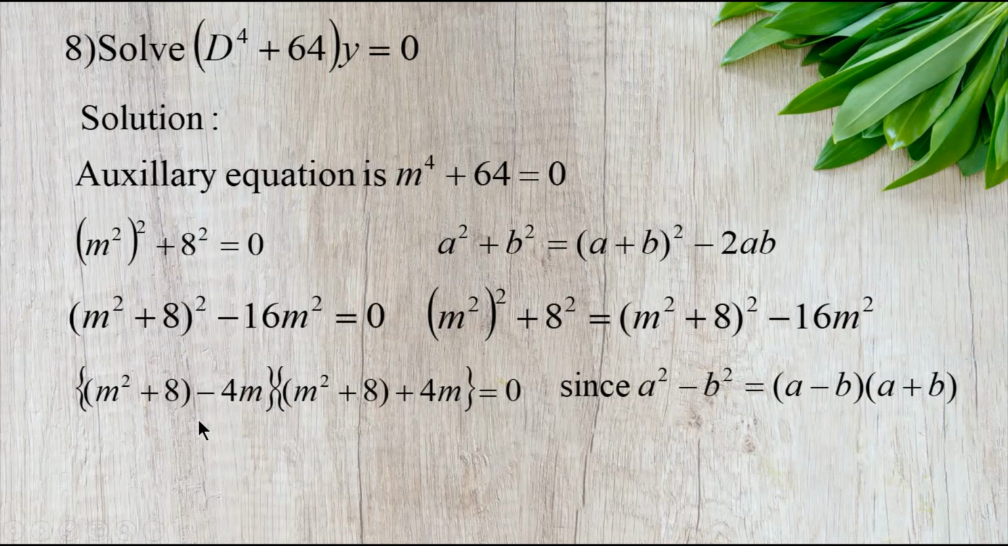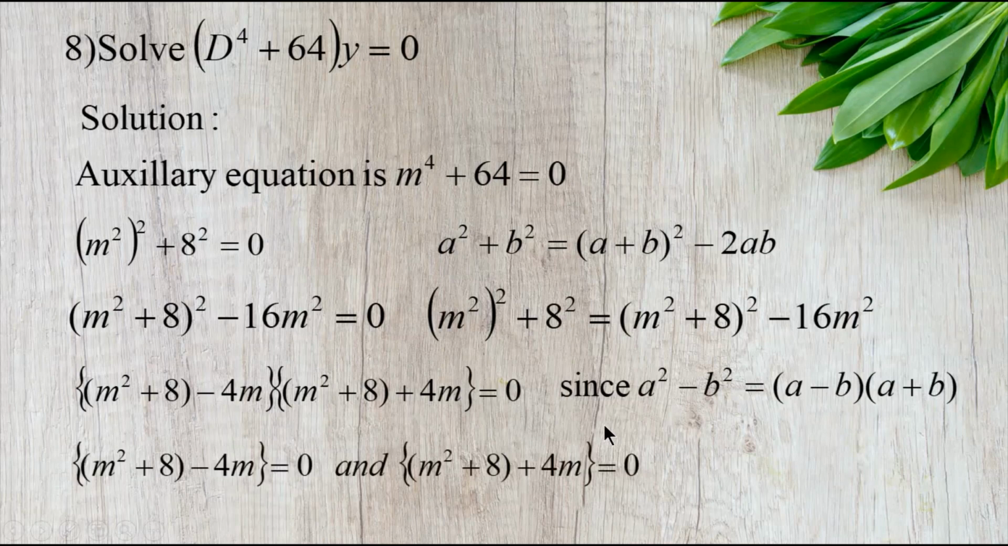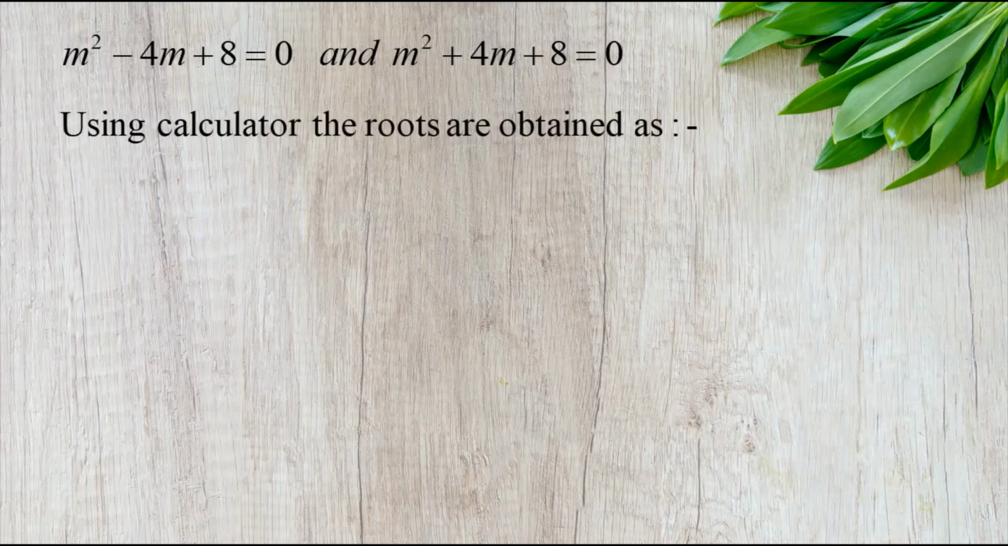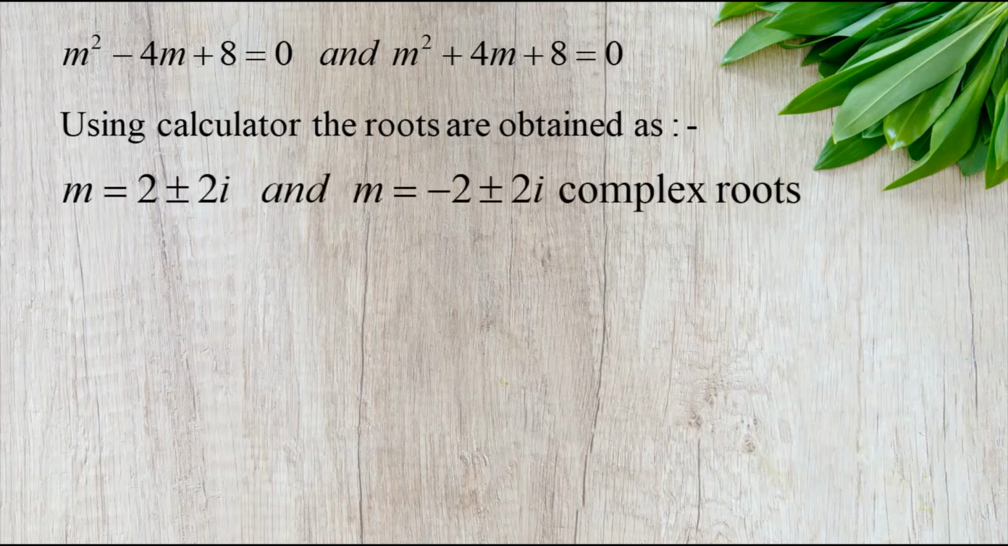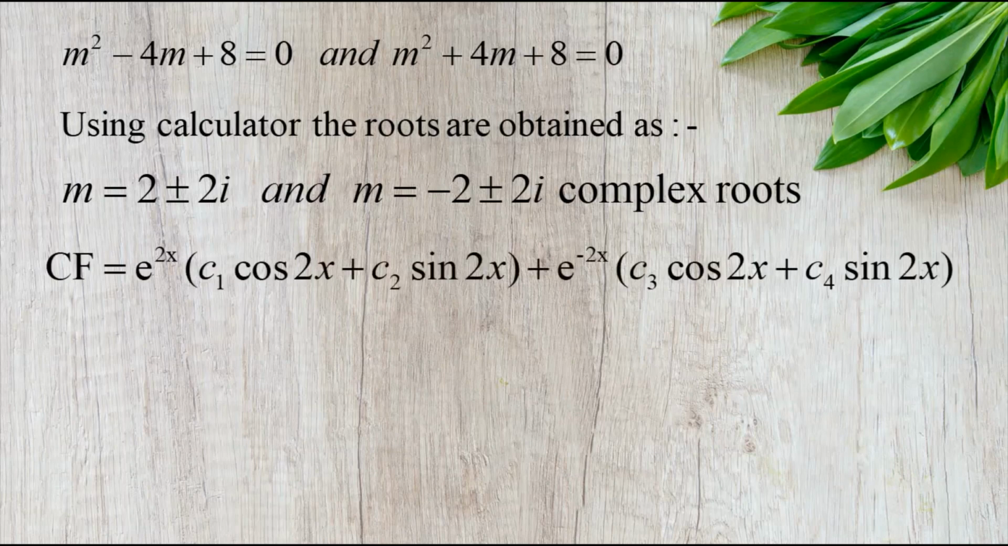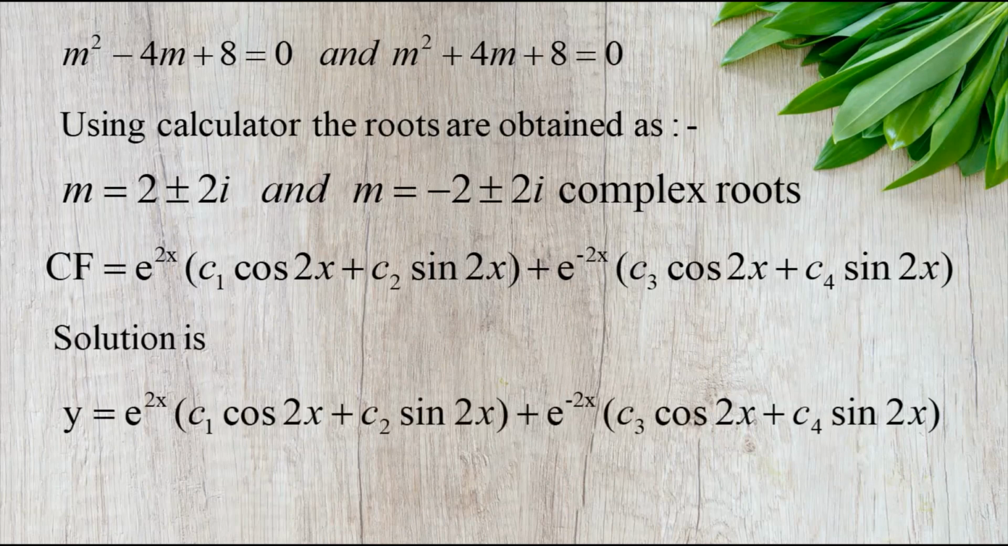Now m square plus 8 minus 4m equal to 0 or m square plus 8 plus 4m equal to 0. We get two different equations. You can use your calculator to find the roots, which are 2 plus or minus 2i and minus 2 plus or minus 2i. Both are complex roots and they are not repeating. So this is how we can write the complementary function. The solution is y equal to the complementary function because it is a homogeneous equation.